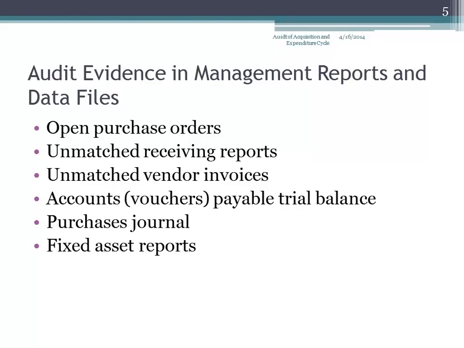Right? So that's matching. The purchase journal is just listing all purchases made, and then obviously fixed assets are in the acquisition and expenditure cycle, so you'll see fixed asset reports that should support the amounts recorded in the general ledger.